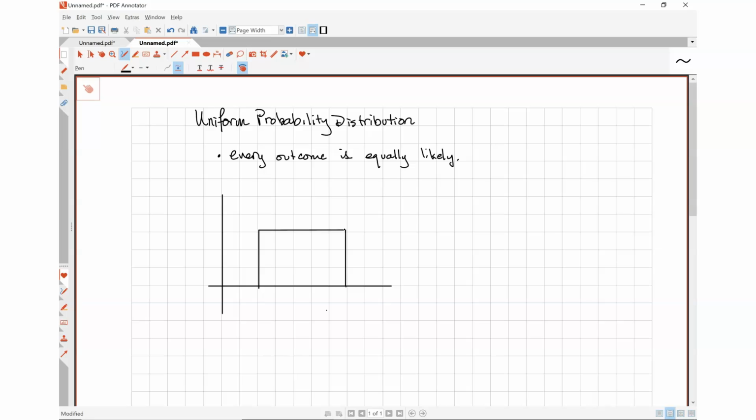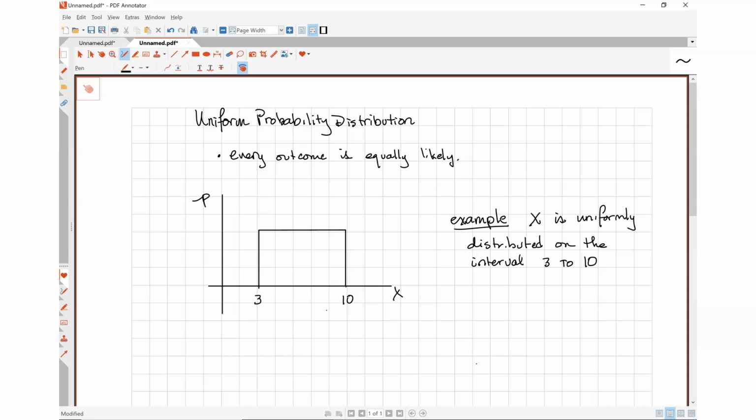And the idea is that this is describing to us the probability of certain outcomes of a random variable. So we'll call this random variable x. And on this vertical axis, we'll put a little p for probability. So here's an example. We'll take this random variable x to be uniformly distributed on the interval from 3 to 10. So that basically means we're going to have a rectangle. The low end of it is going to be at 3. The high end of it is going to be at 10.